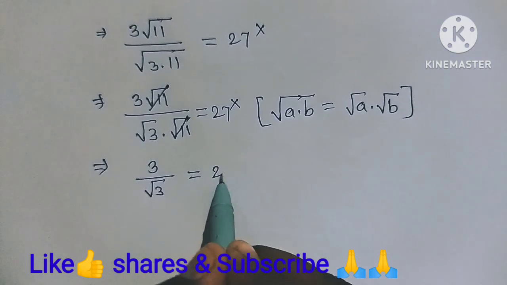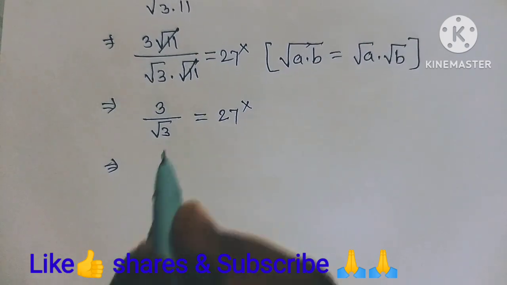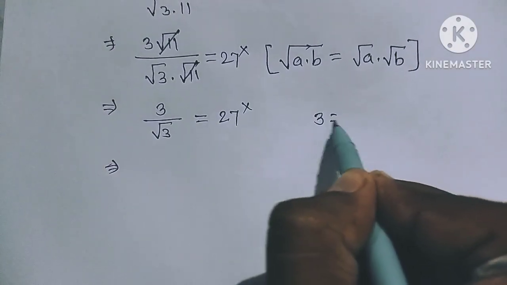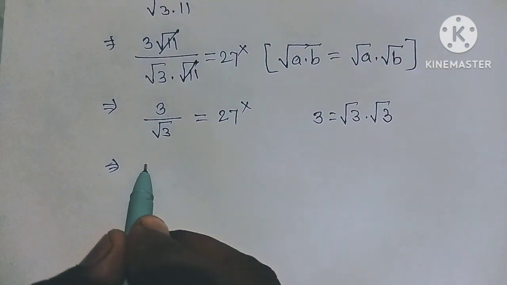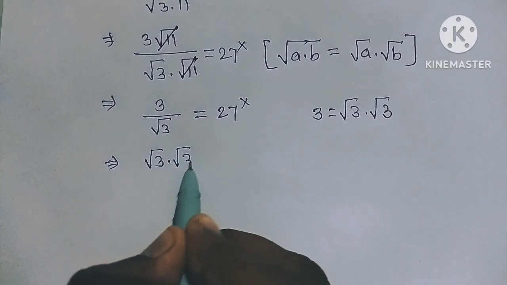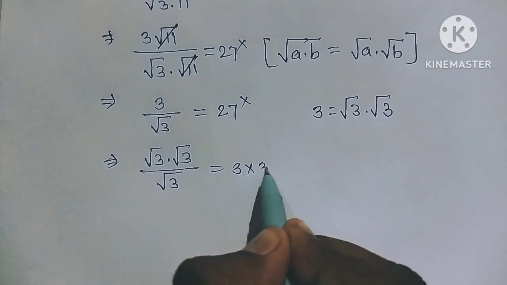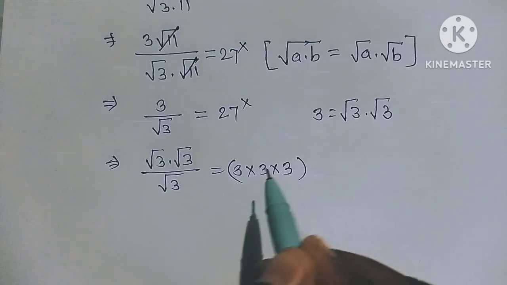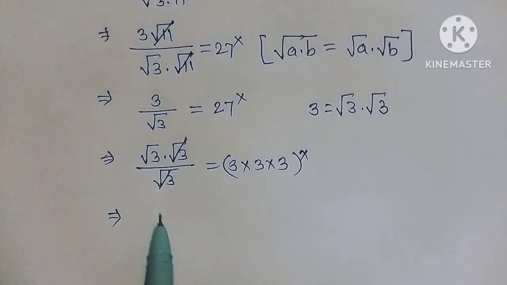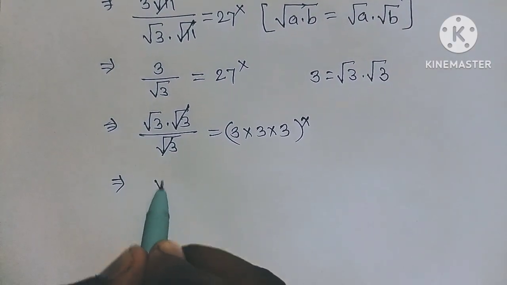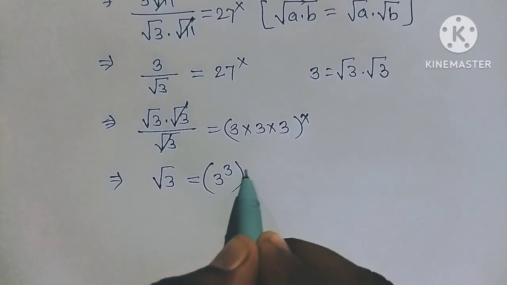Here also 27 raised to the power x. This implies that here we can write 3 equal to under root 3 into under root 3. So we can write here under root 3 into under root 3 divided by under root 3. How can we write 27? 3 into 3 into 3, raised to the power x. Under root 3 will be cancelled. Here remains under root 3 equal to 3 raised to the power 3 raised to the power x.